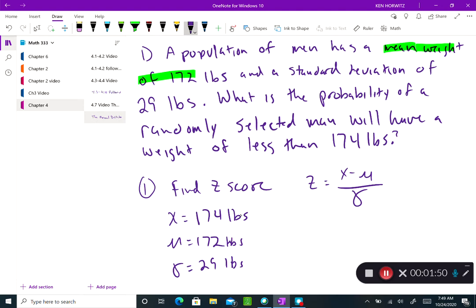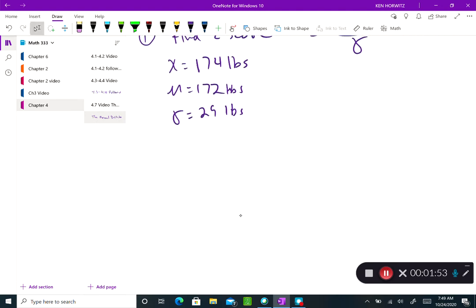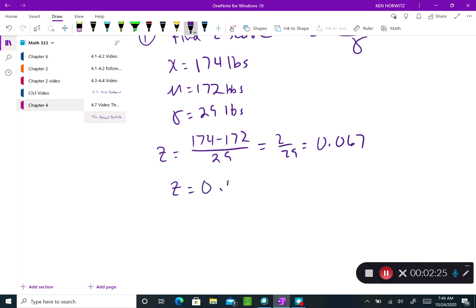All right, so we have our values straight out of the word problem. So I have z equals 174 minus 172 over 29, which winds up being 2 over 29, and I get 0.067. Now, as we saw from part 1, our z-score only goes to the hundredths place, so we're going to round to the hundredths place. So z equals 0.07.